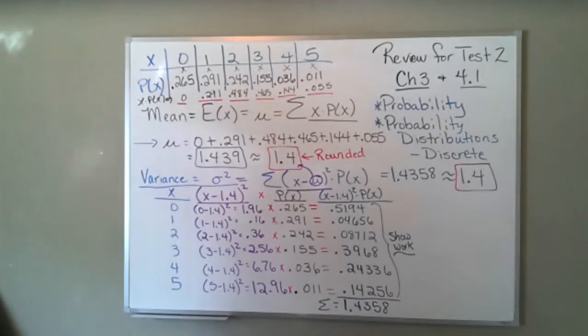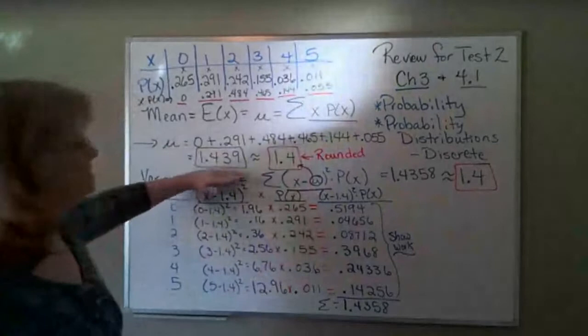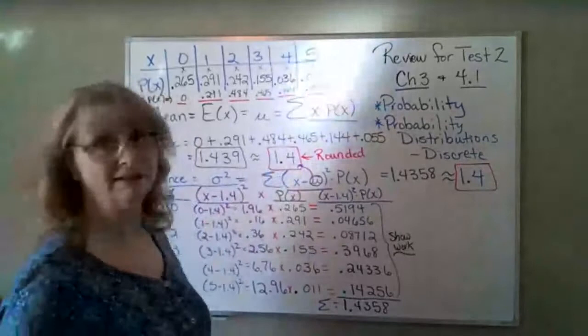Then the last thing they want is the standard deviation. The standard deviation is easy. This is the hardest thing. So the mean you have to be super careful on. It's not hard, but you have to be super careful, because if that's wrong, all of this is wrong. So this is a lot of work just to get it wrong because you calculated the mean incorrectly.